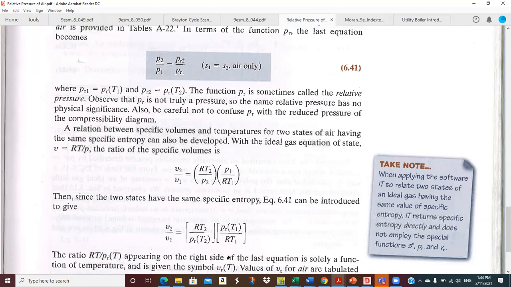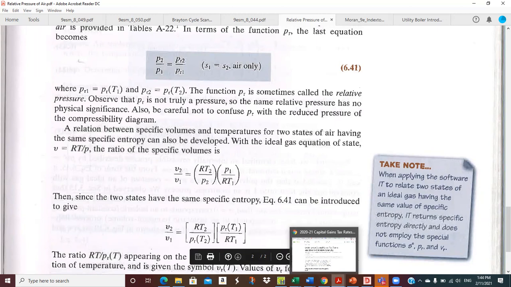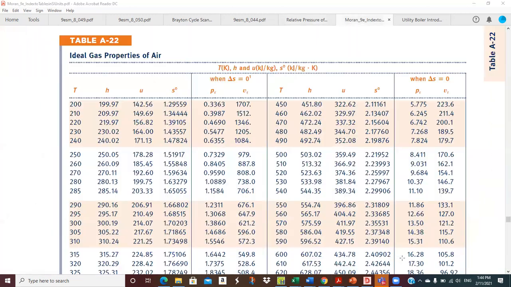But while I'm talking about it, I figured I'd talk about both of them. Here's your V sub r's and here's your P sub r's. It says up here when delta S is equal to 0 to try to remind you that you can only use those for isentropic processes. Okay, it's the same way over here. Okay, so hopefully that's pretty clear.